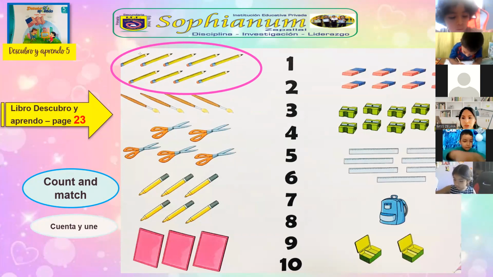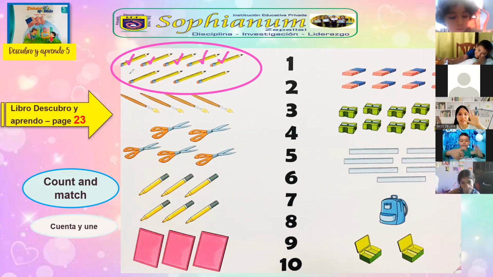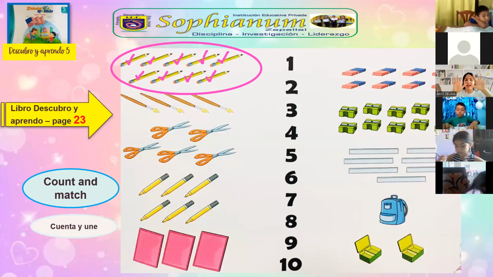Let's count, students. Contamos. Count the pencils. One. Help me, ayúdenme, chicos, por favor. One, three, four, five, six, 7, 9. How many pencils? Permiso. Dijimos como un círculo. 9, ok. 1, 2, 3, 4, 5, 6, 7, 8, 9. 9 pencils. Okay, it's number 9.